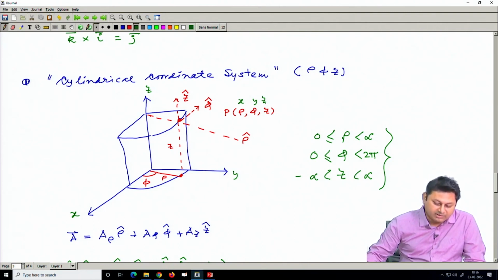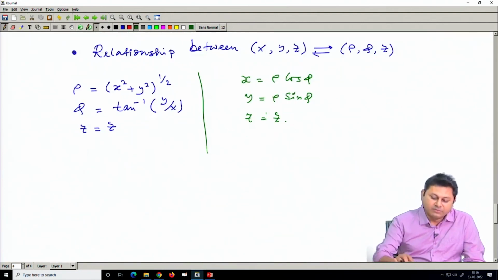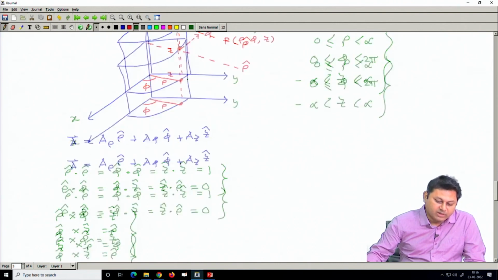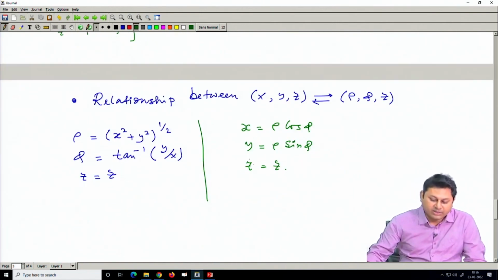If x, y, z is given, you can calculate the rho, phi, z, and these are the relationships they will follow, and this is quite trivial. If you know the rho, then you will find the value of x and the value of y. Rho cos phi, you will find the x value, rho sin phi, you will get the y value, and z is z. So, a very trivial relationship they are following, and from that you can also find the value of rho, phi, z if x, y, z is given.